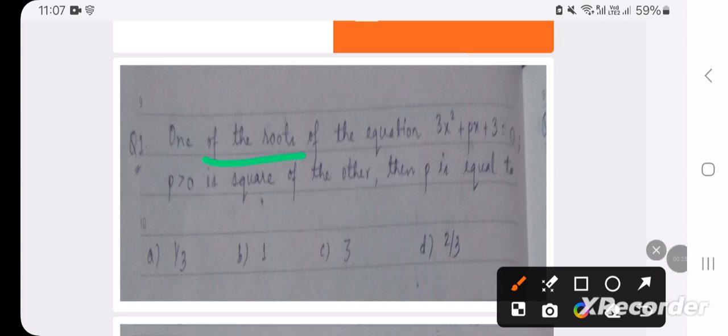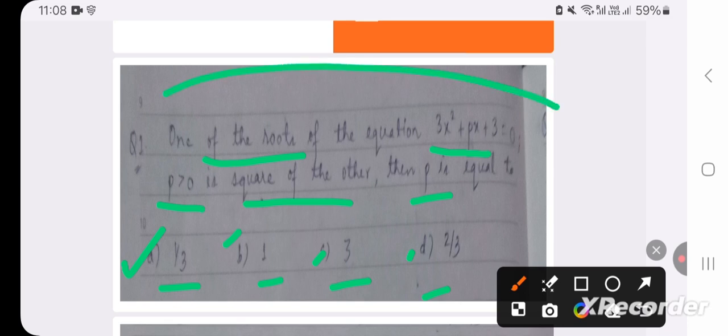one of the roots of the equation 3x square plus px plus 3 is equal to 0, where p is greater than 0, is the square of the other. Then p is equal to, there are 4 options: 1 by 3, 1, 3, or 2 by 3.